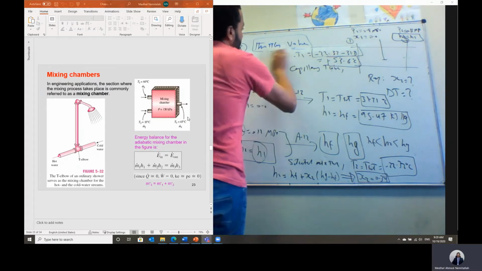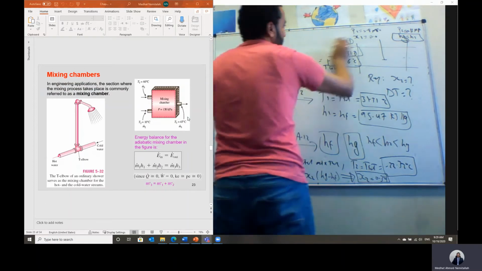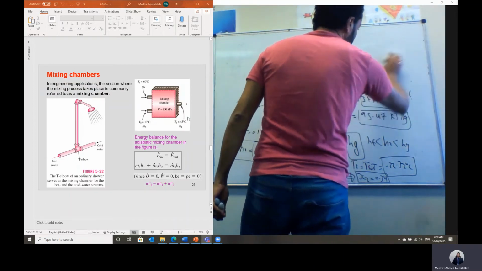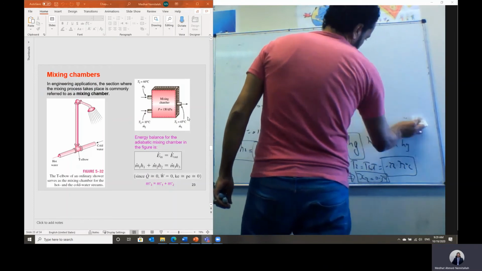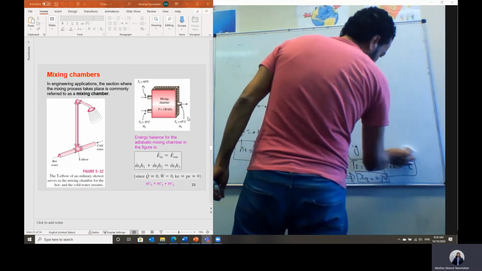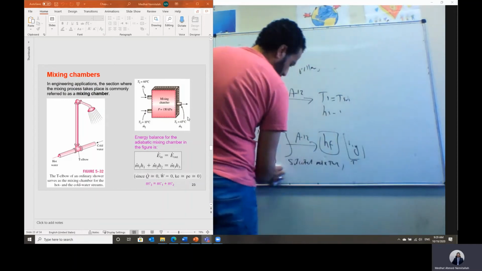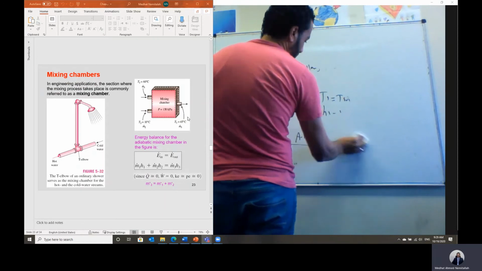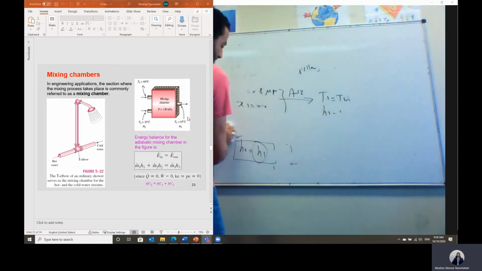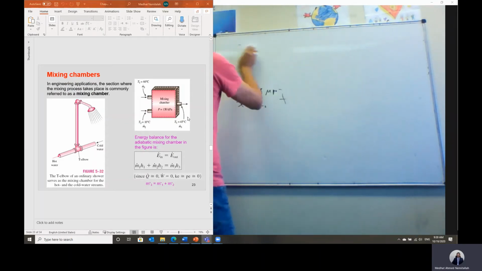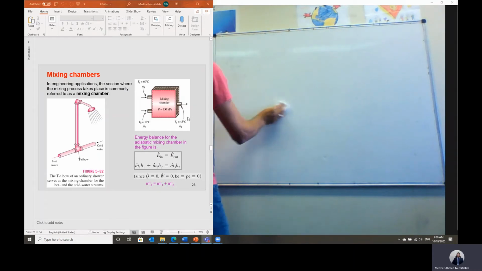So let's move to another steady flow device, which is the mixing chamber. A mixing chamber is a common example of steady flow devices. A common example is the shower at your home. In the shower, we mix cold fluid plus hot fluid, and at the end we get a third stream leaving this shower mixer at a moderate temperature.